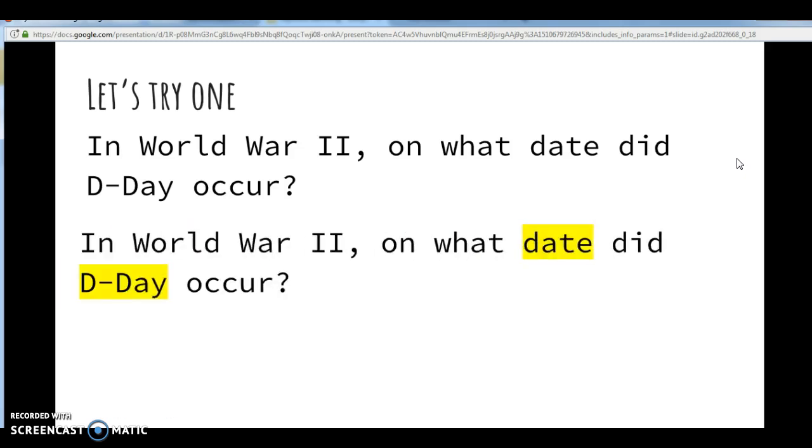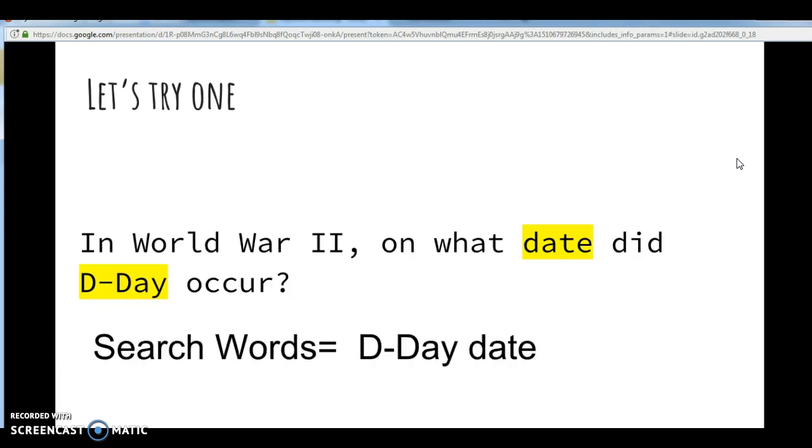Here's what I would get. Date and D-Day. Those are the only two important things. D-Day occurred during World War II. I don't need World War II in my search engine. All right, so my search words would be D-Day date. And that will pretty much tell me exactly when D-Day occurred.